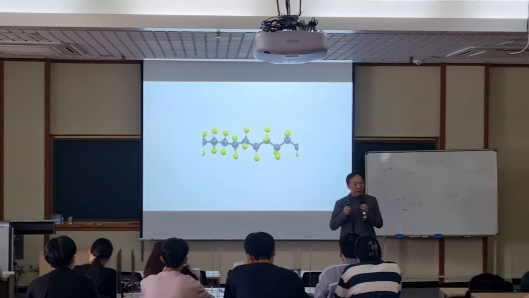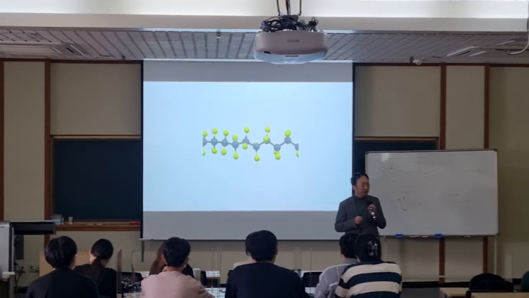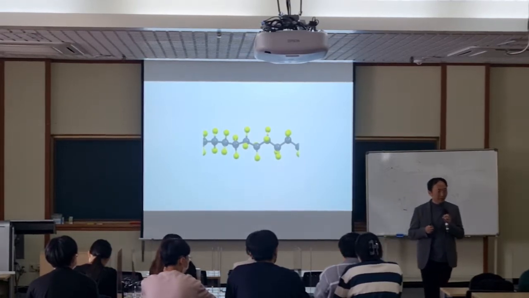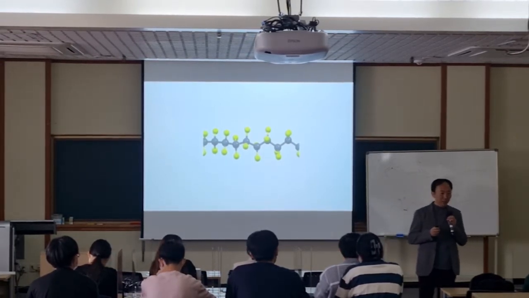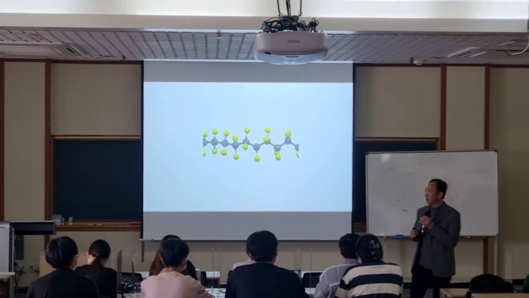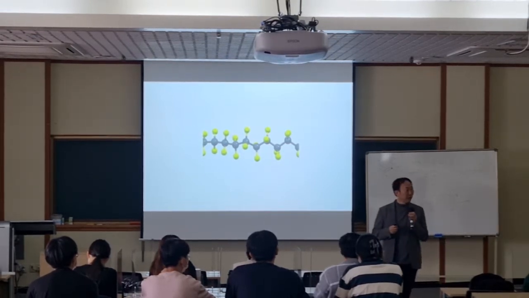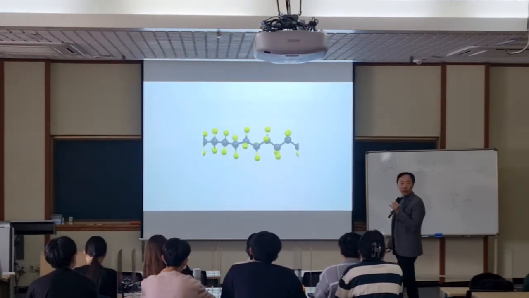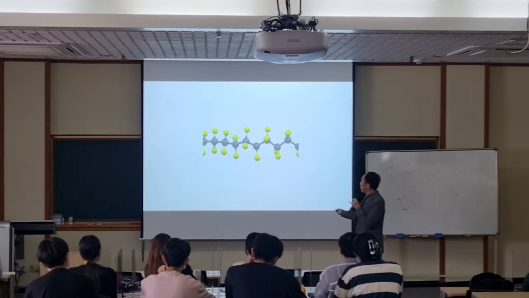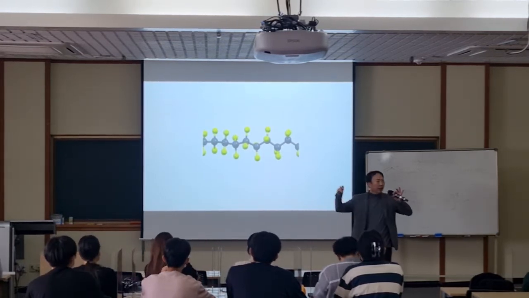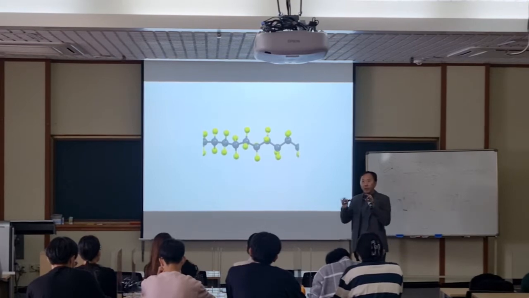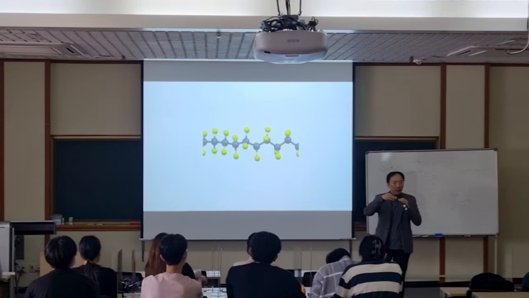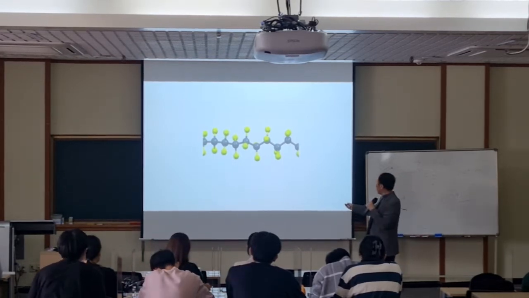Electronegativity of carbon is 2.5. Hydrogen is 2.1. Fluorine is 4. So this one is polarized this way. In a hydrocarbon, the electron is more condensed on the carbon area. But with a lot of fluorine, the electron is moved out to the outside, this side.